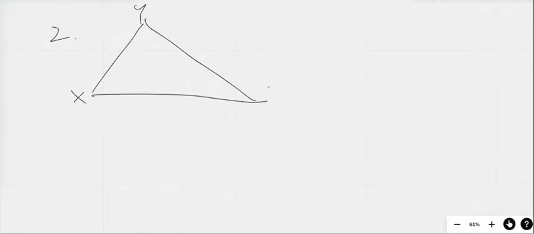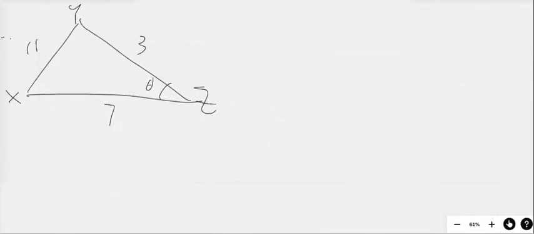So now let's work on the second problem. It's pretty much the same, but the z side has been changed a bit. This side, originally 9, now becomes 11, and this will still be 3, this one will still be 7. The goal is the same, we find angle theta.